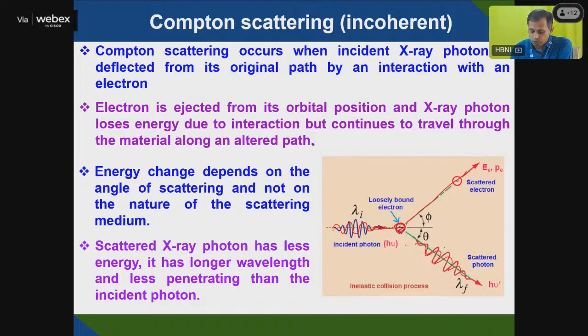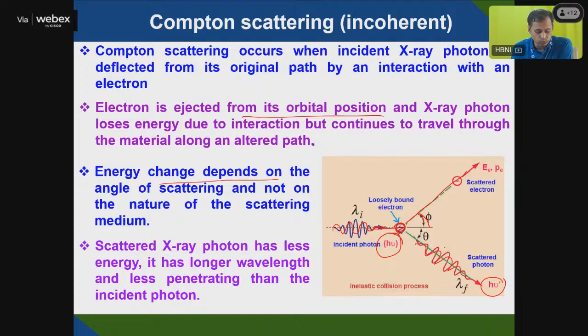In this case, if the photon h nu is the incident energy, and it's scattered as h nu dash, then kinetically, energy conservation and momentum conservation will occur. The electron is ejected from the outermost position due to the interaction, and the energy change depends on the angle phi, the angle of scattering, and not on the nature of the material or the medium through which it's propagating.